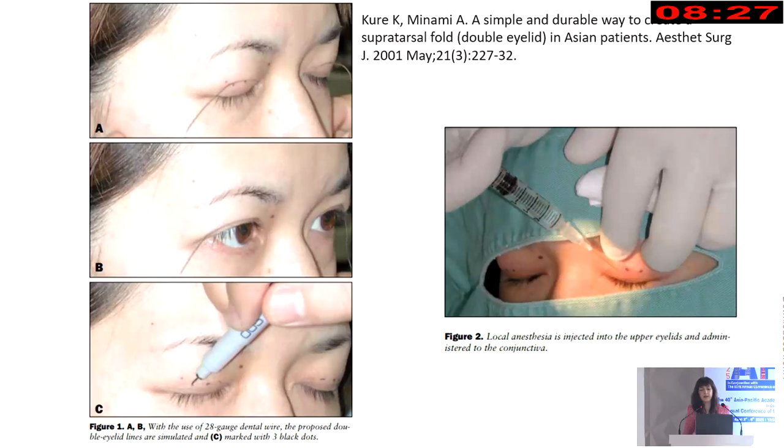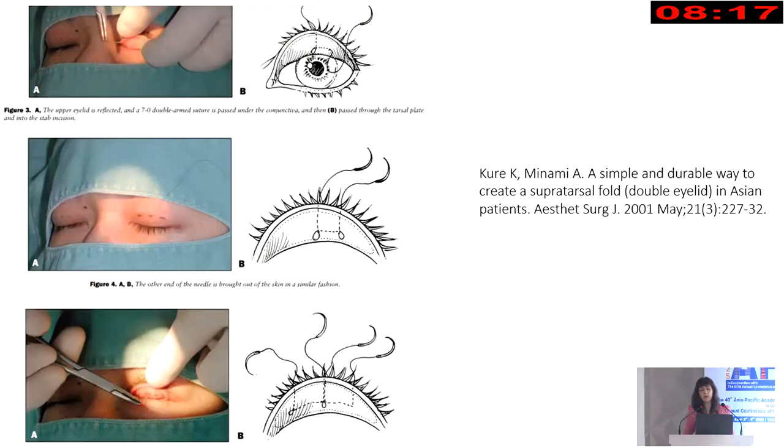After the intended lid crease is finalized, we make 3 stab incisions at the point of the lid crease. One is medial, central, and lateral, and local anesthetic is injected. Two 7/0 Prolene sutures are passed in a U-shaped manner transconjunctivally, and they exit out at the skin.